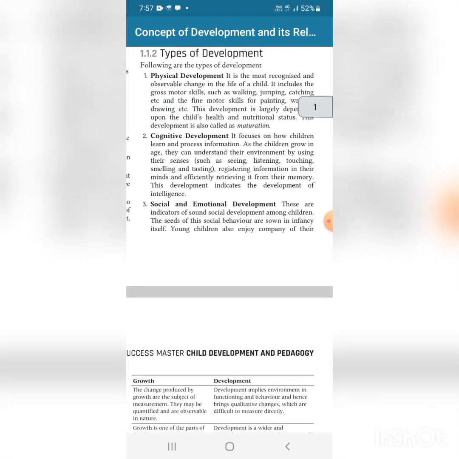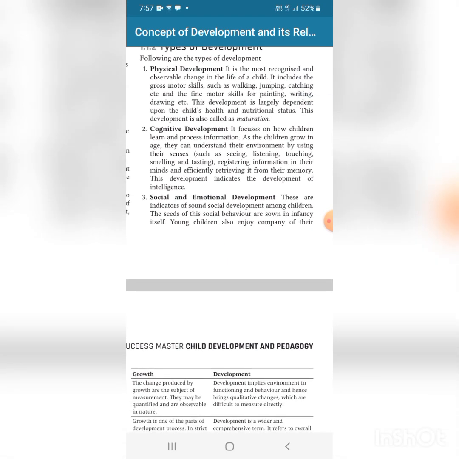Now let's discuss social and emotional development. So these are the indicators of healthy social development among children. The seeds of this social behavior are sown in infancy itself. Young children love to be in the company of their friends.